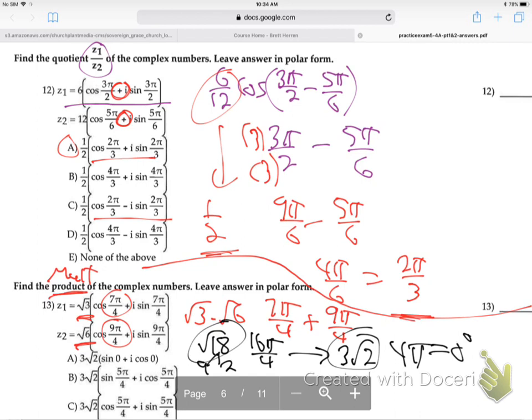And then I added the 9 and 7 to get 16 pi over 4. 16 divided by 4 is 4. 4 pi, that's just 0 degrees. That's just 2 full rotations, isn't it? That's back to 0 degrees. So the answer is going to be the 3 root 2 and the 0 degrees. It's just A. Is that the answer on number 13, A?